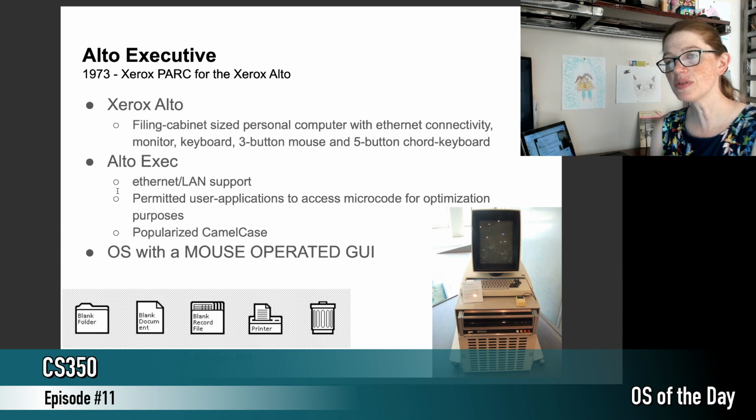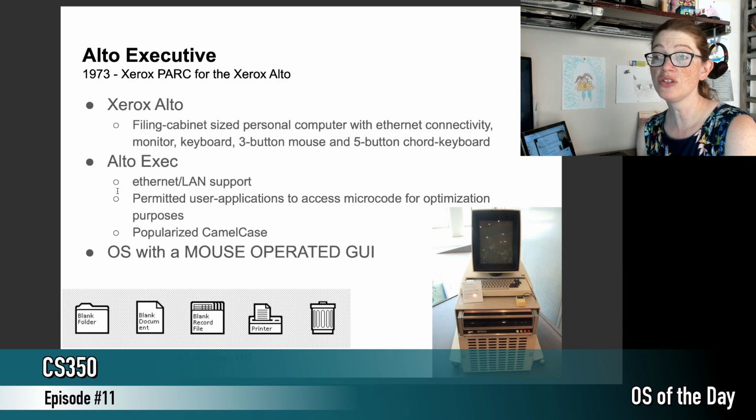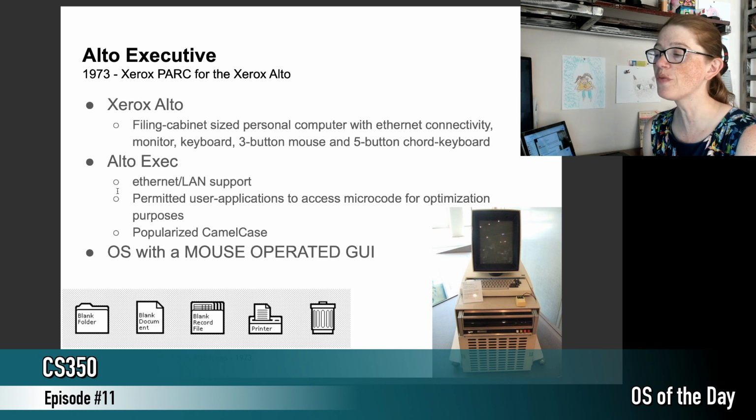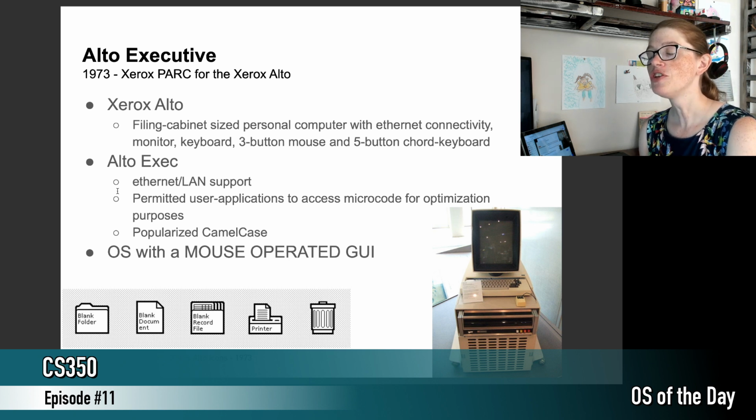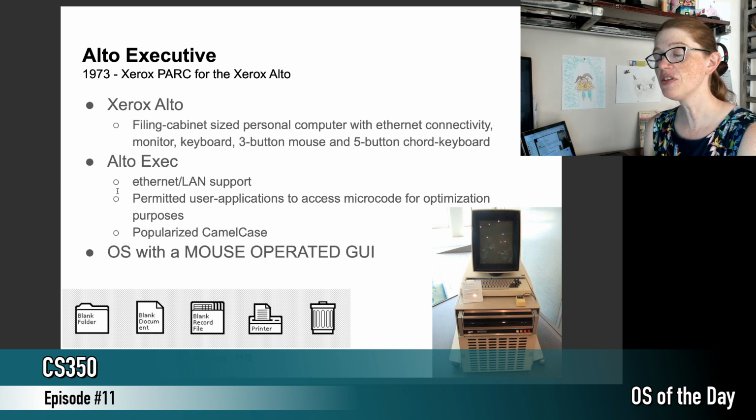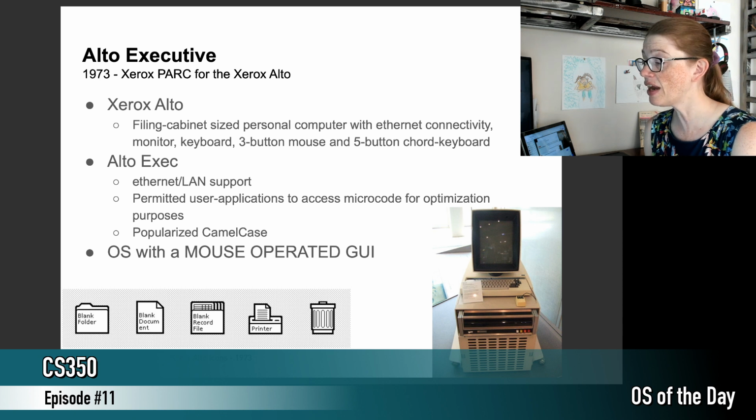The computer this was released for was also a product of Xerox PARC, called the Xerox Alto, which for all intents and purposes, you could consider that the Xerox Alto in 73 was actually the first personal computer. Because if you look at the size of the Alto versus all of the other computers at the time, the Alto, which is pictured down here at the bottom, was a really small, filing cabinet sized computer.